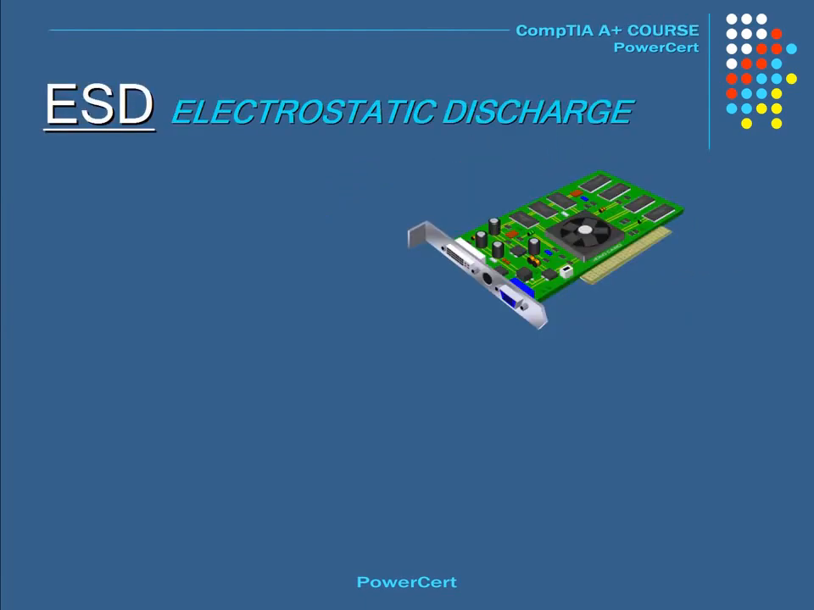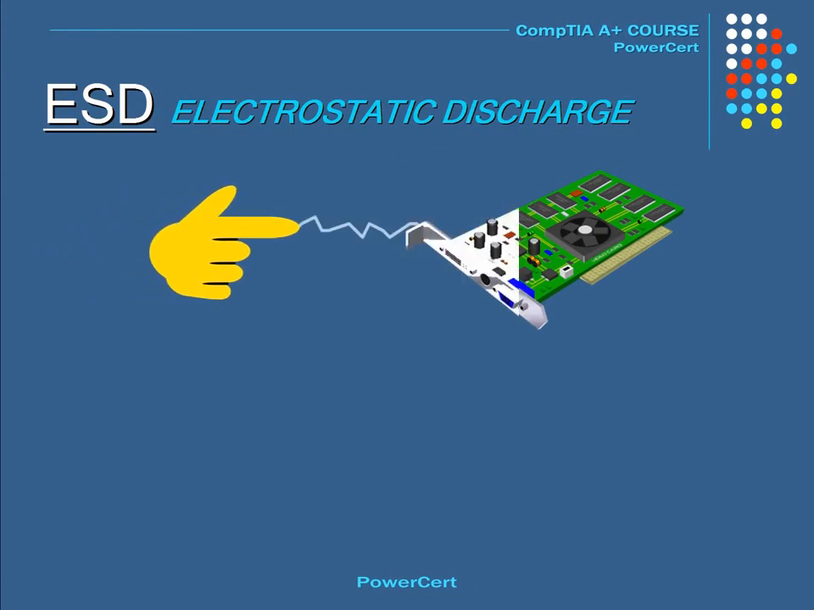When working on a computer, it's important to not do any damage to the computer components that could be caused by ESD, which stands for electrostatic discharge. And ESD happens when two objects of the opposite charge, such as your hand and a computer part, come in contact with each other. And when this happens, a sudden charge of electricity flows through the two objects. And this sudden charge of electricity can damage computer components.